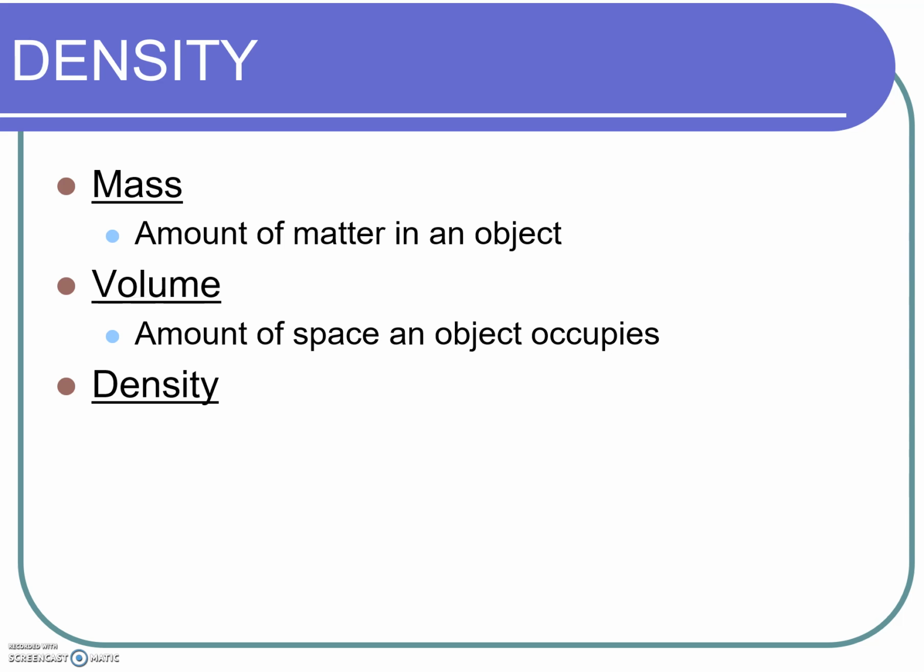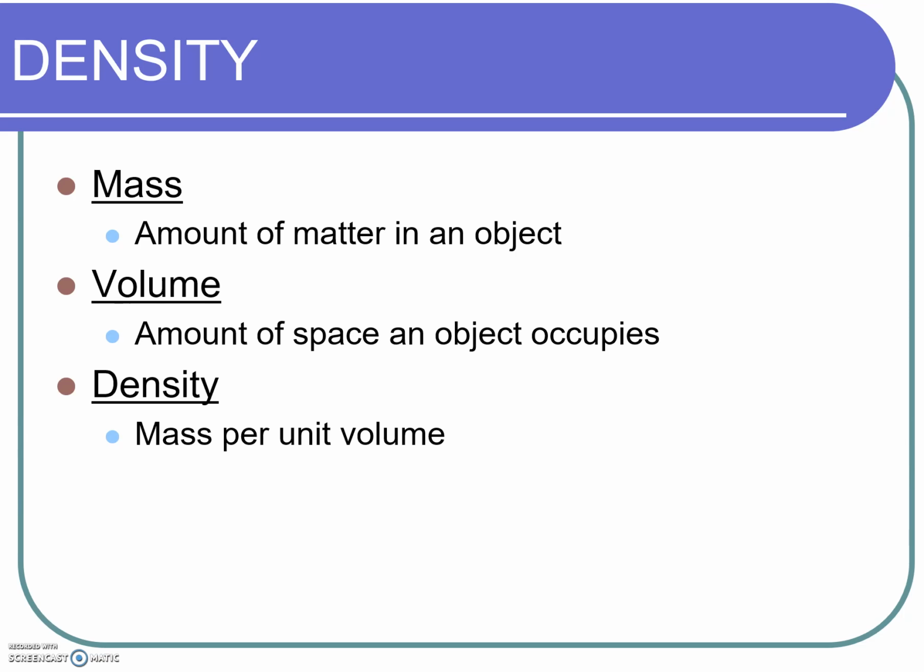When we talk about density, density is the relationship between mass and volume, or it's the amount of matter that we find in a given space. So density equals the mass per unit volume, or density equals mass divided by volume. And since our units for mass are grams, and our units for volume are milliliters or cubic centimeters, the units for density are either grams per milliliter or grams per cubic centimeter.